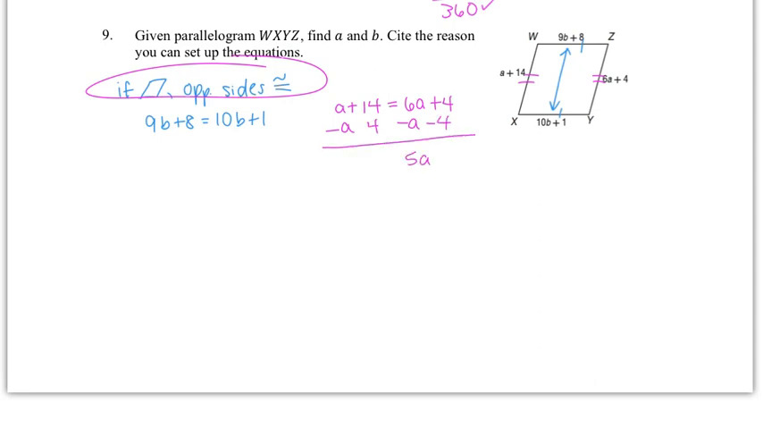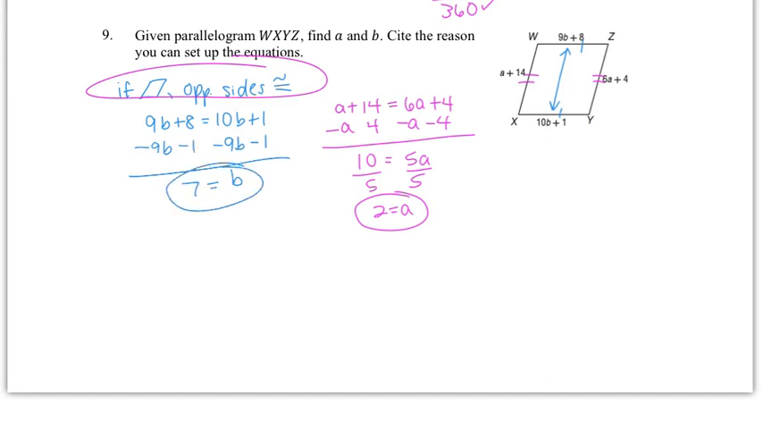So we get 5a is equal to 10, over here divided by 5, and a equals 2, and you can easily check that. 2 plus 14 is 16. 2 times 6 is 12, plus 4 is 16. And then over here, this is so easy because you don't even have to divide. So subtract 9b from both sides, we get 1b. I'm also going to subtract 1 from both sides, and I get b is equal to 7.